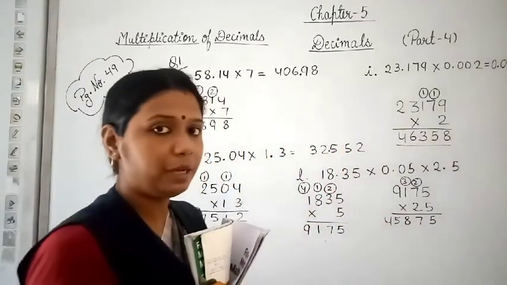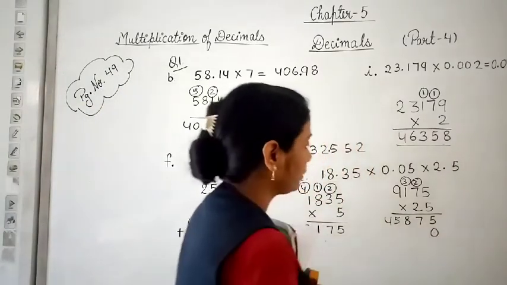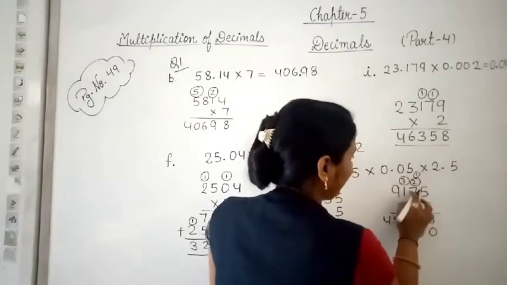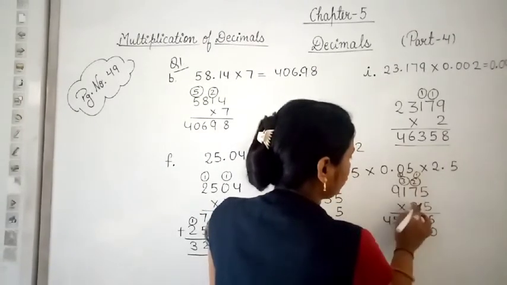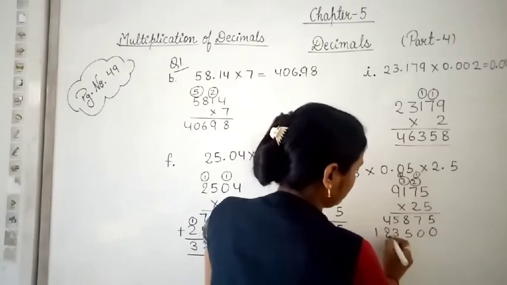Now we have to multiply by the tens place digit. So here I will insert a 0 first. Now 2 times 5 is 10, 1 carry. 2 times 7 is 14, plus 1 is 15. 2 times 1 is 2, plus 1 is 3. 2 times 9 is 18.